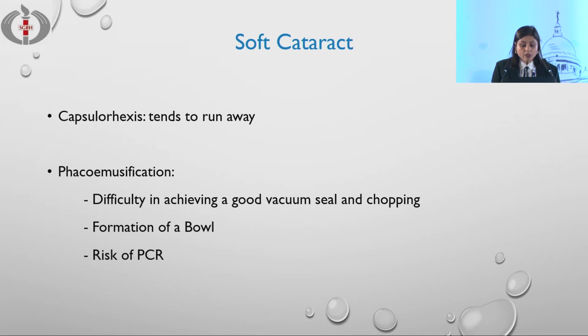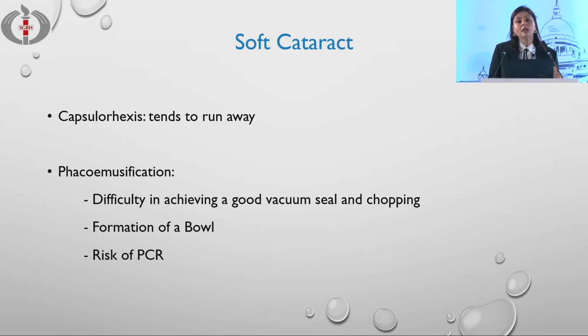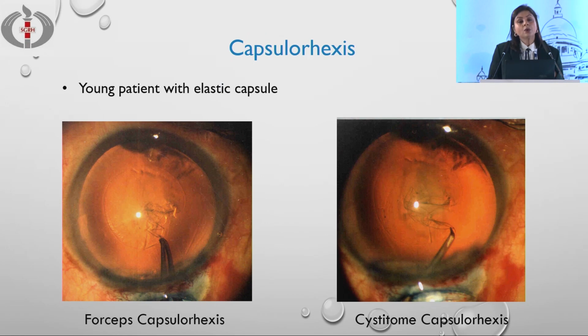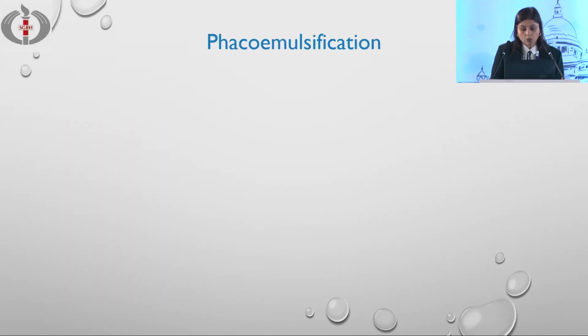As the cataract is soft, we end up operating at slightly lower vacuums, and this causes us difficulty in achieving a good vacuum seal and therefore chopping, which leads to formation of a bowl, and we tend to operate more in the peripheral zone, which increases the risk of posterior capsular rupture. So here the forceps help us in completing our rhexis if we are not getting enough control with the cystitome.